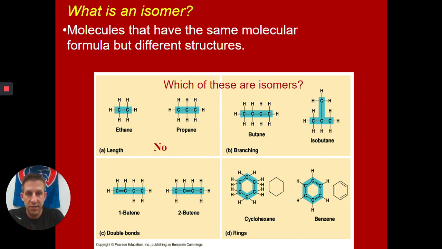We've got 4 C's. I count 4 C's, 1, 2, 3. And then we've got 10 hydrogens, and we do the same thing for the other one, isobutane. Yeah, it's got the exact same. It's C4H10 on both of them. So yes, these two are going to be isomers.